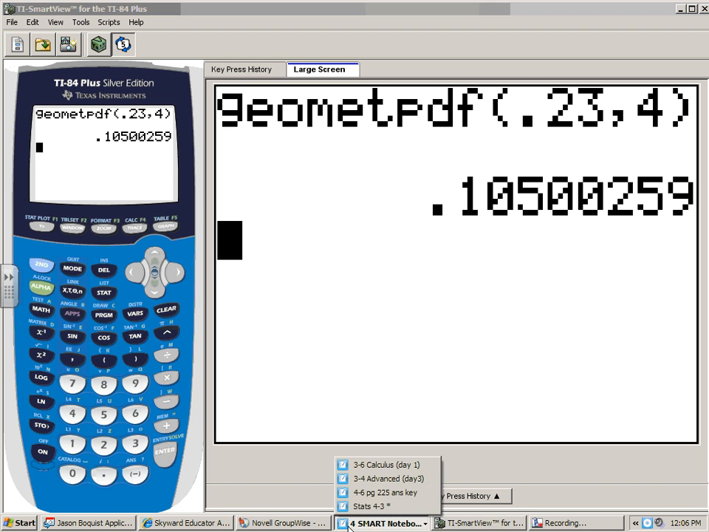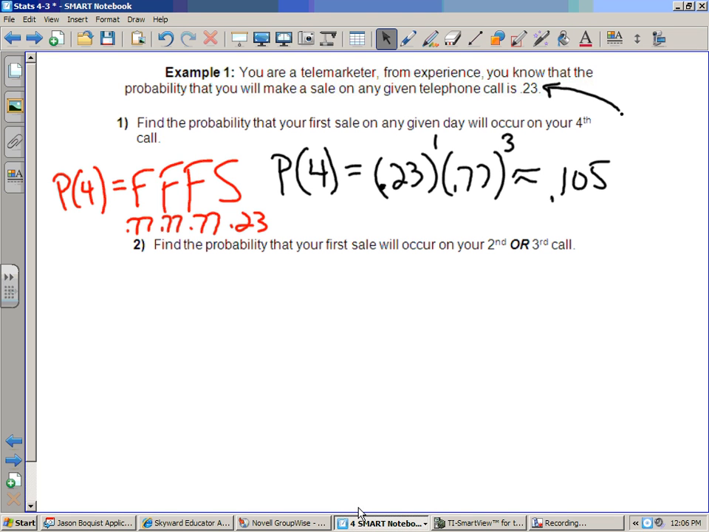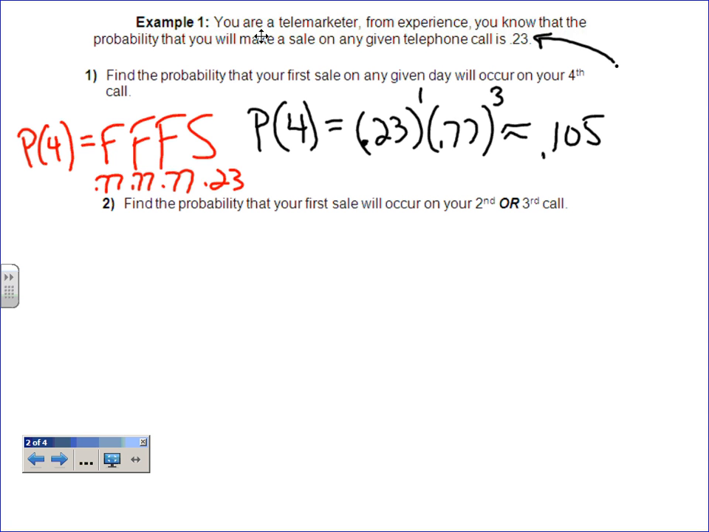So let's try that next one then. Don't we have another one on there? Find the probability that your first sale will occur on the 2nd or 3rd call. Lots of ways you could do that. You could use the CDF. I think with how these problems go, that probably might take too long because you're still going to have to subtract some stuff. Because I'm not saying 1st, 2nd, or 3rd. I'm saying 2nd or 3rd.